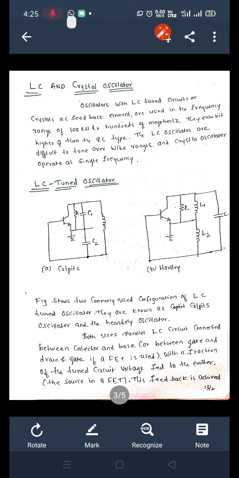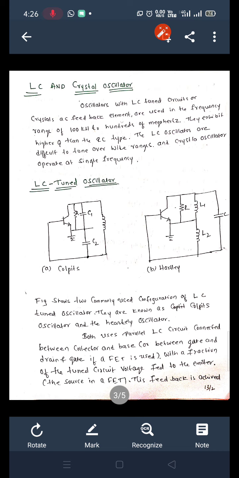Now the LC oscillators are difficult to tune over wide ranges, and crystal oscillators operate at a single frequency. And we have drawn the different types of LC tuned oscillator. The first is the Colpitts oscillator and the second is the Hartley oscillator. These figures show two commonly used configurations of LC tuned oscillators.